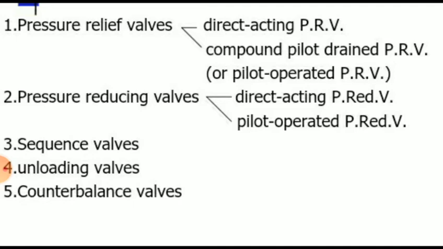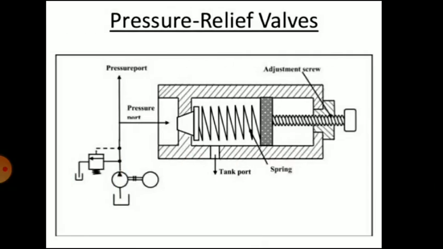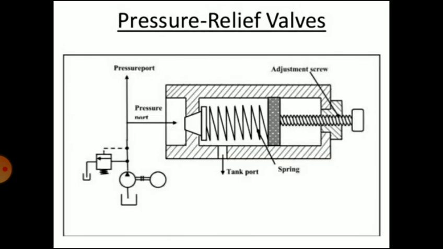In this lecture, we will only see the construction and working of the pressure relief valve, pressure reducing valve, and sequence valve. So first is the pressure relief valve. The most important function of this valve is to limit the pressure in a system and thus protect the individual components and lines from overload and danger of bursting. This valve is also named the safety valve or maximum pressure valve.